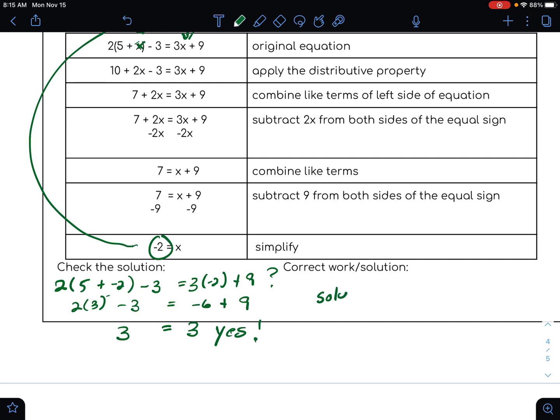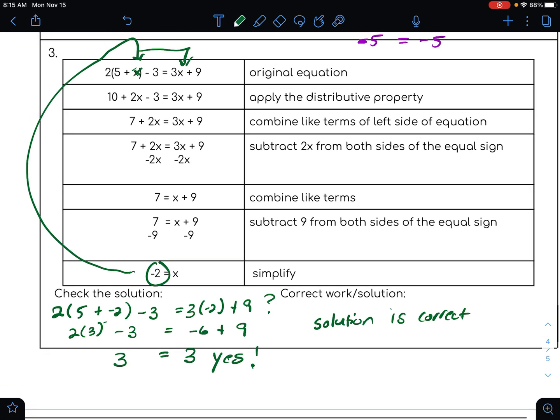So the solution is correct in this problem. If you're curious about how the solution worked, he did the distributive property, combined some like terms, and got the x's on the same side of the equation. If you want a good example of a more challenging solving equations problem, feel free to look through those steps, and every step looks very good in this one.